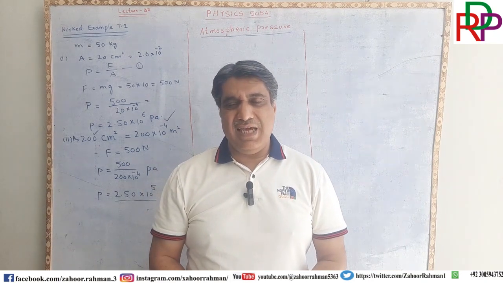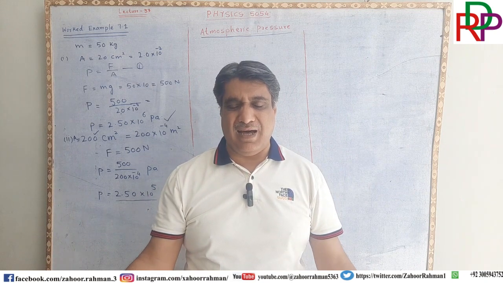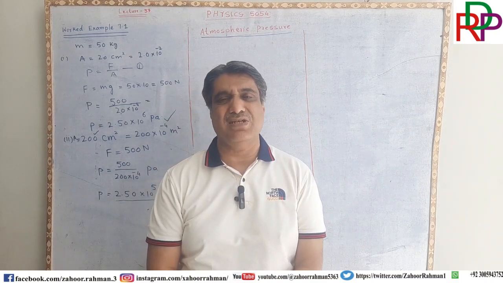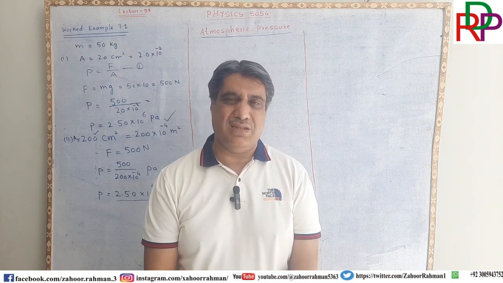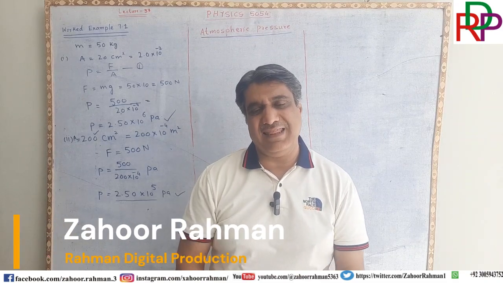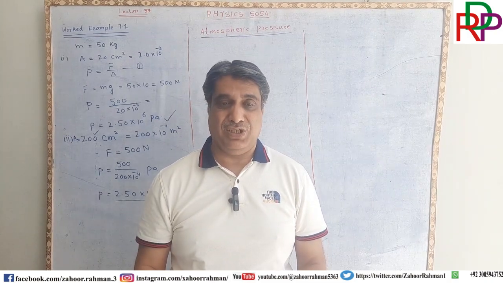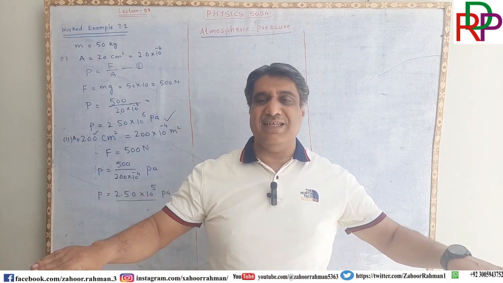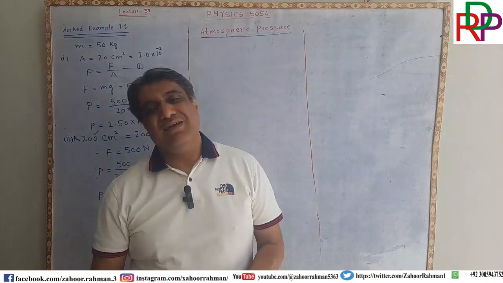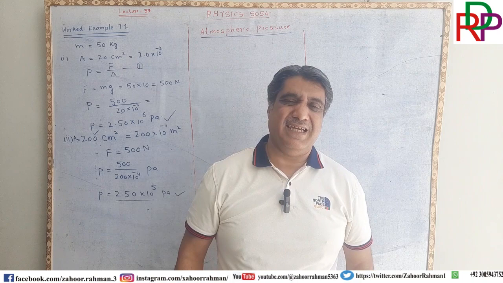We can say that there is atmospheric pressure available on the air at the sea level. That atmospheric pressure is 1.013 into 10 raised to the power 5 Pascal, and this pressure is sometimes known as 1 atmospheric pressure. At the sea level, the atmospheric pressure is 1 ATP, atmospheric pressure.